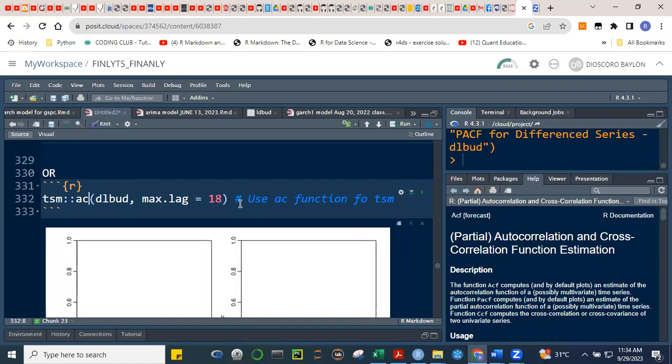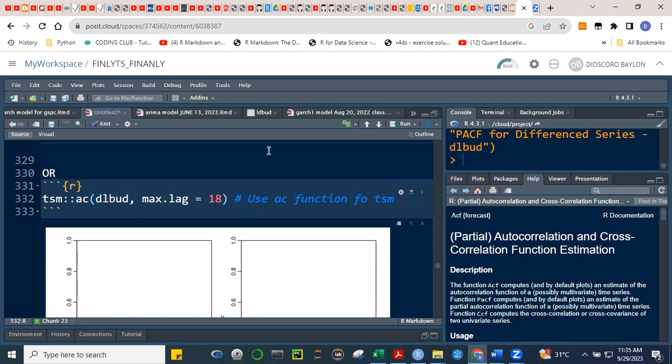We use the AC function of the TSM package. It will generate both the ACF and the PACF. So we didn't need to run both the ACF and the PACF function. Only AC will give us the combined ACF and the PACF result.